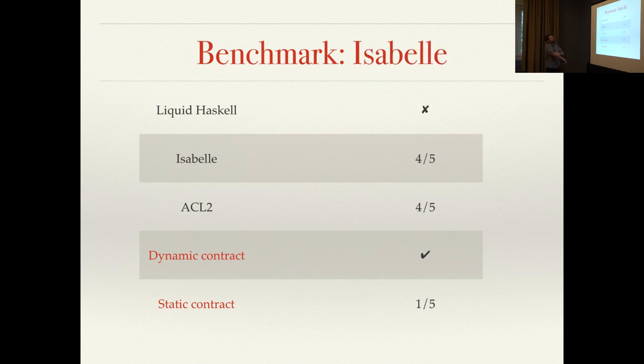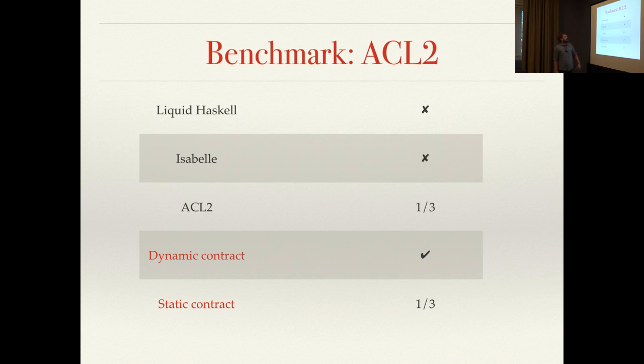Then we looked at the Isabelle termination analysis paper and took its benchmarks. Okay, so you'll notice Isabelle doesn't actually get all of the examples that it has in that paper. I think that's probably just attributed to things evolving over time and the termination checker changing and things like that. Liquid Haskell can't do any of these. ACL2 can do some. Dynamically, we can do them all, and then statically, we don't do so well, right? 1 out of 5. Liquid Haskell can't do it. Isabelle can't do it. ACL2 can only do 1 of the 3. We do no worse than ACL2, but dynamically, we can check these things.